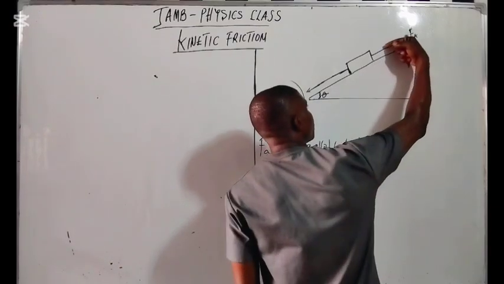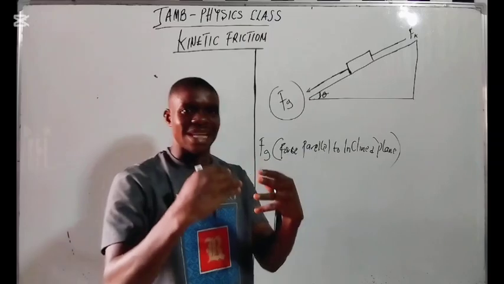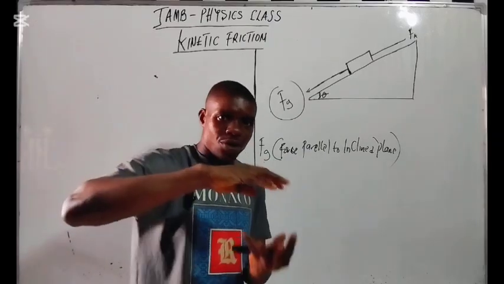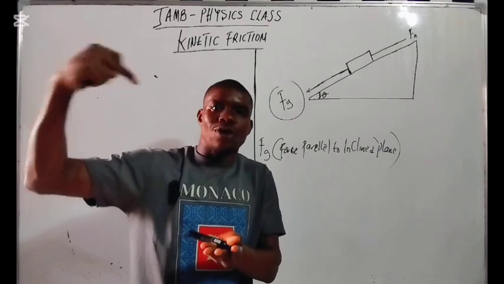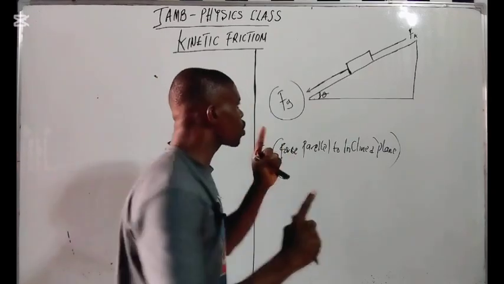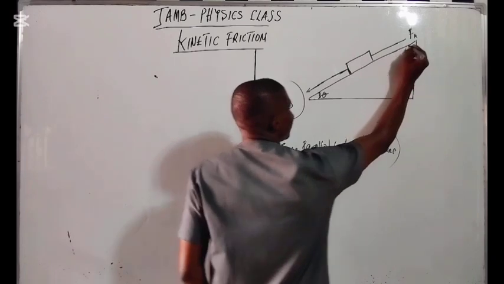When you place an object on an inclined plane, what happens? Now it's moving down with your force, right? That force that moves it down is the force of gravity. You also call it the force parallel to the inclined plane.